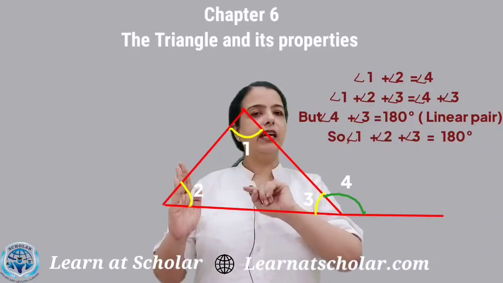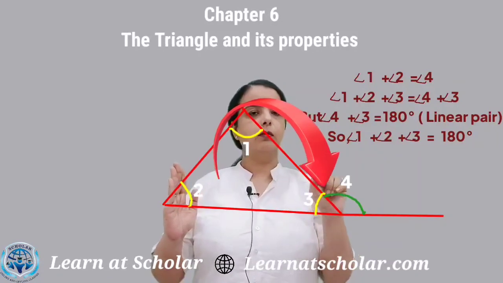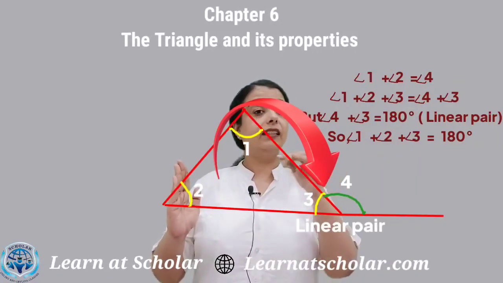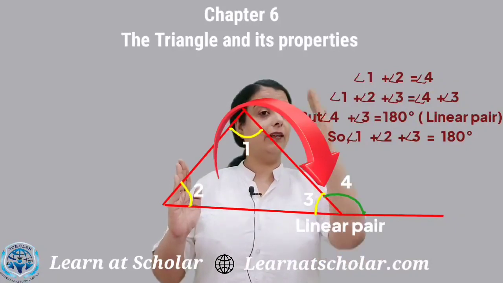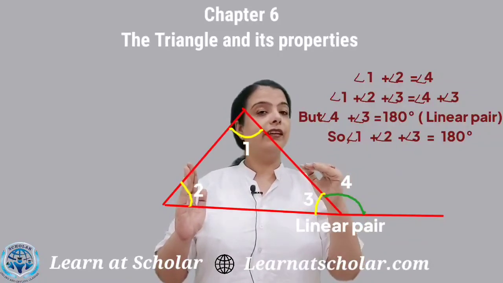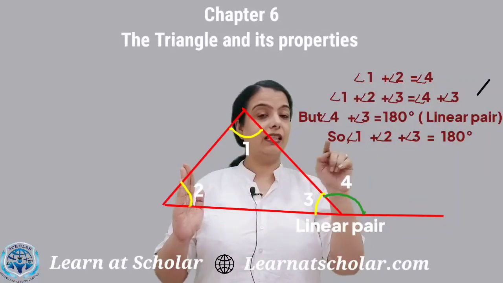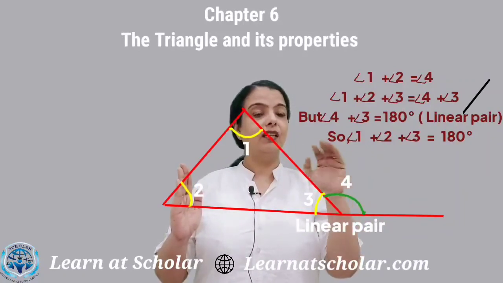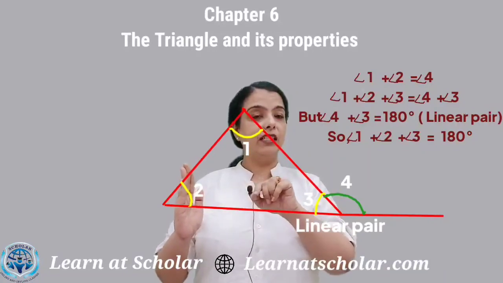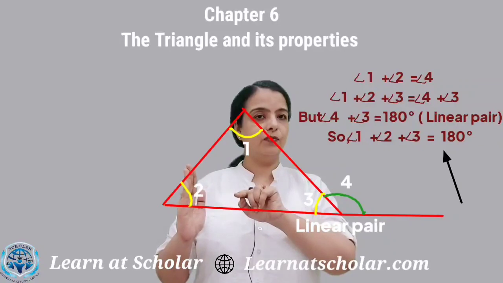Now angle 3 and angle 4, what will be the sum? Look at these angles. You can easily see that this is a linear pair. Again from chapter number 5. The sum of the linear pair is equal to 180 degree, right? Because it is a straight line. These are two angles. That means these two angles sum up to 180 degree. So we can write 180 degree instead of writing angle 3 plus angle 4, right?